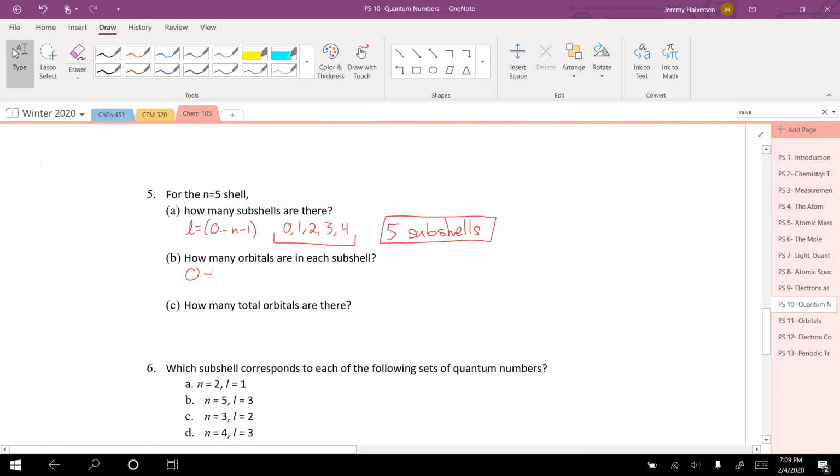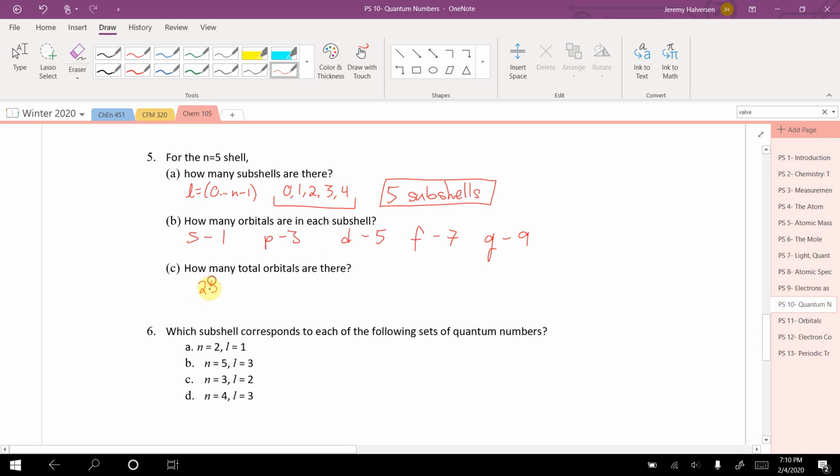So if it's 0, we're going to have 1 orbital. 1's going to have 3. 2 is going to have 5, 3 is going to have 7, and 4 is going to have 9. And I could also say, instead of 0, I could say S, P, D, F, and next is technically called G. How many total orbitals? I could count these up, and I get 25. That's just 1 plus 3 plus 5 plus 7 plus 9. And you'll also note that in a given shell, like the n equals 5 shell, the total number of orbitals in that shell is equal to n squared. In this case, 25.